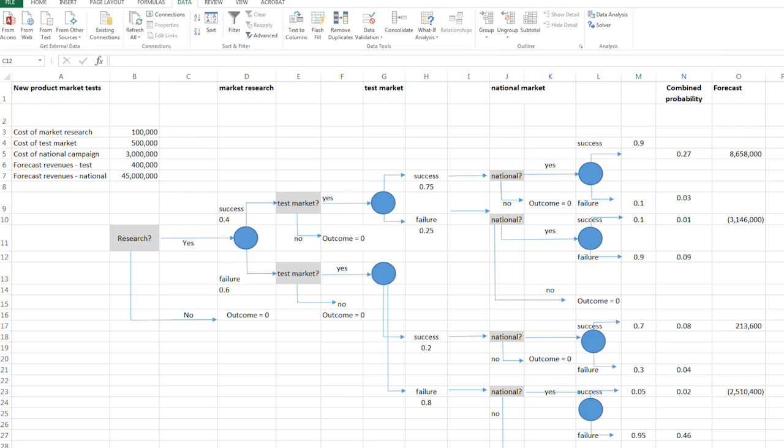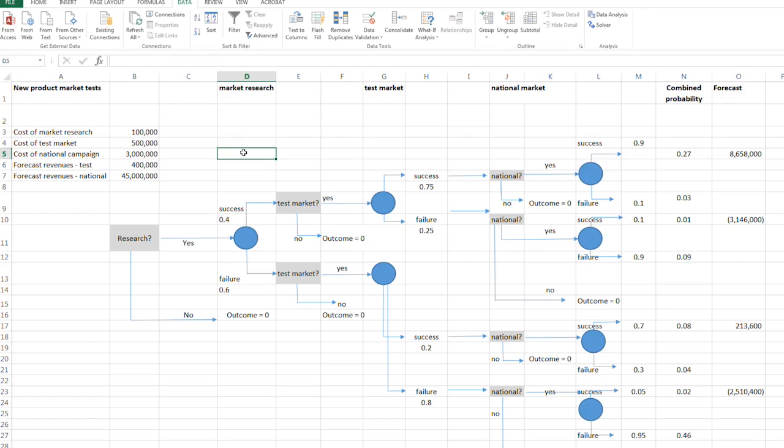So let's take a practical example. It's a common practice for retailers to do market research on a new product, then later test it in a regional market, and then roll out a national sales campaign. This spreadsheet model captures that set of activities. First is a research phase that you see here in column D.